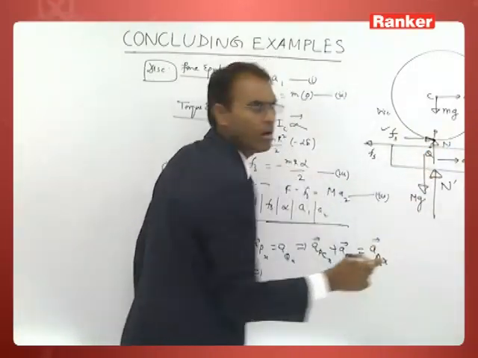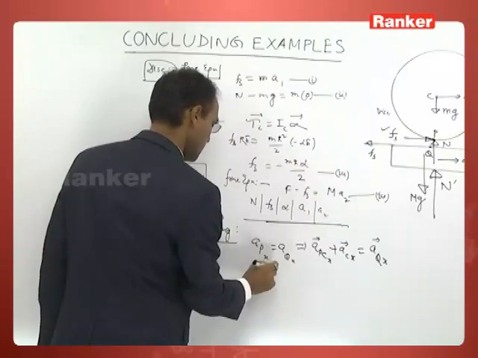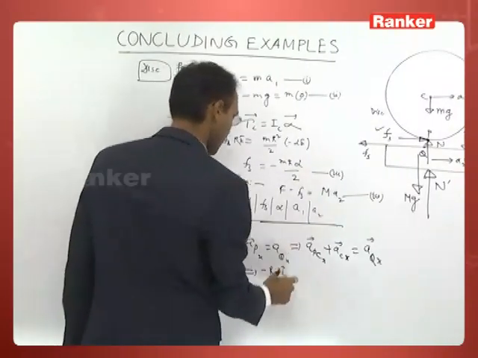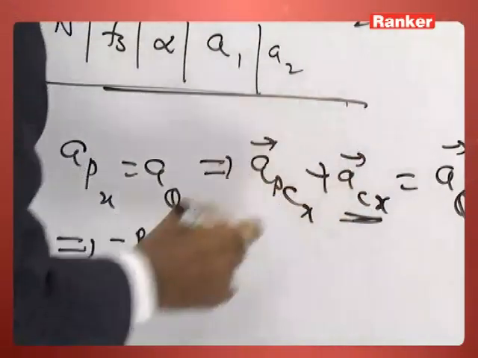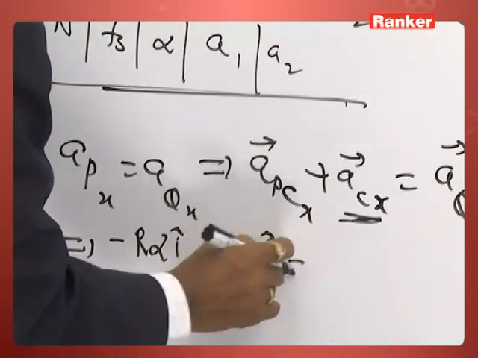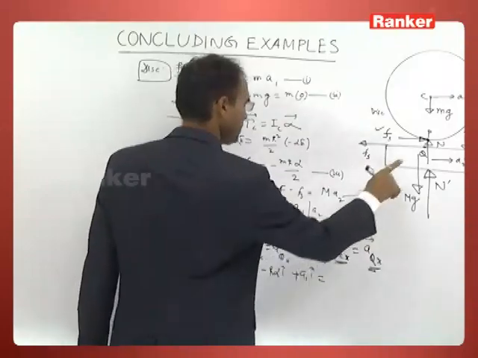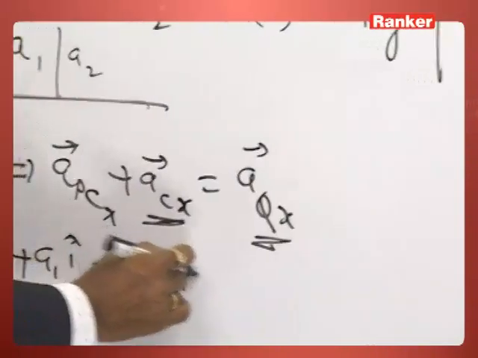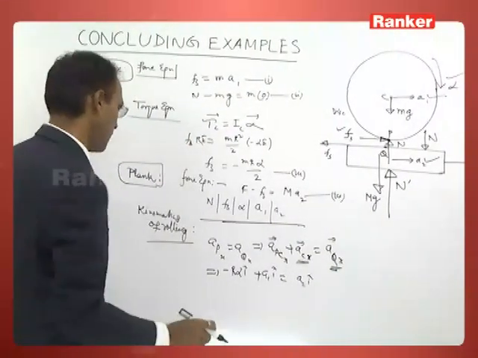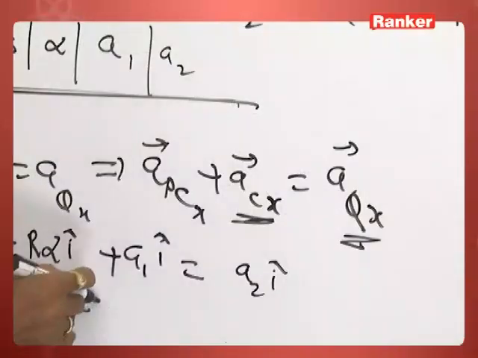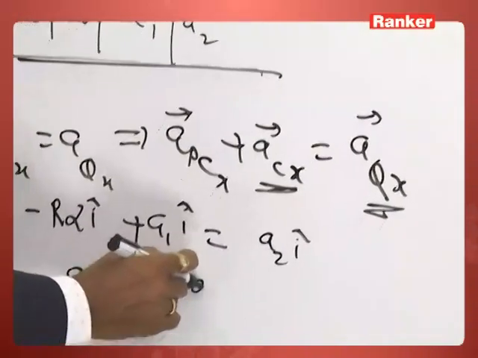APC will be equal to minus R alpha I cap. Its acceleration is given as A1 I cap. And acceleration of this point q we have assumed as A2 I cap. So this gives us A1 minus R alpha is equal to A2.